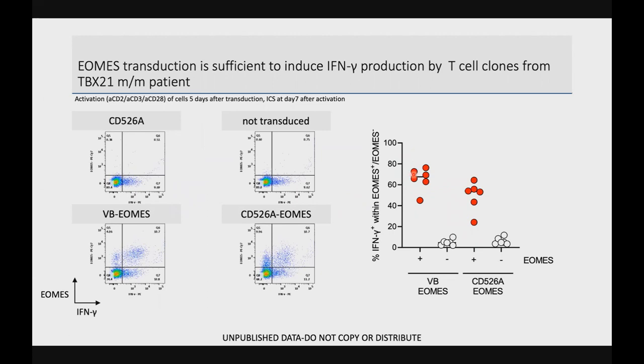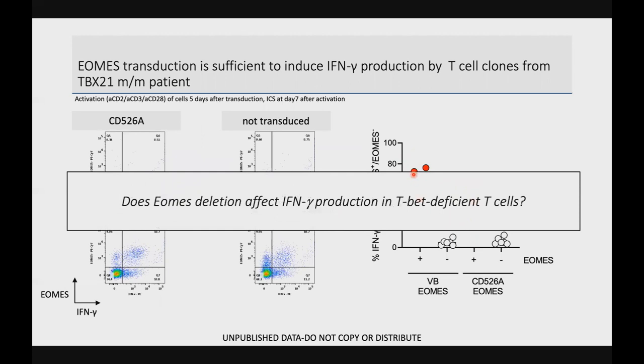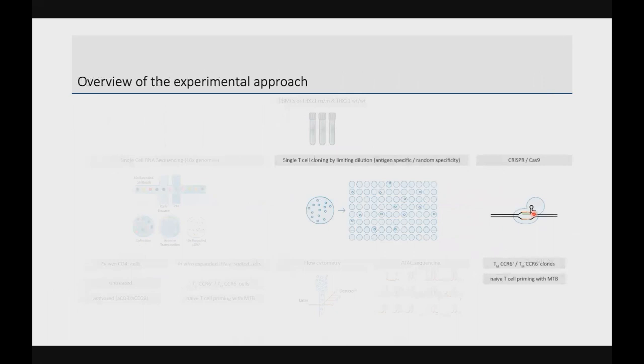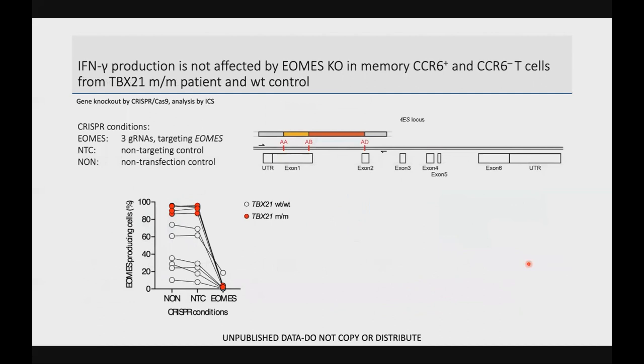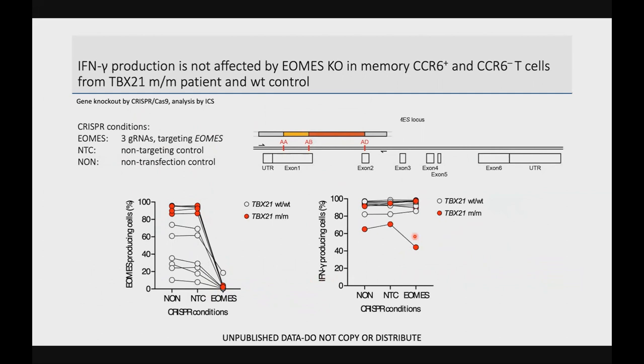So the next question was whether EOMES deletion instead affects interferon gamma production in TBET deficient T cells. To address this question, we used the CRISPR-Cas9 technology to knock out EOMES in memory T cell clones. As you can see here, this strategy was indeed sufficient to eliminate EOMES in T cell clones. In this condition, however, we found that the knockout of EOMES was not affecting the ability of the clones to produce interferon gamma. So in conditions of very efficient EOMES gene knockout, the clones still produce interferon gamma.